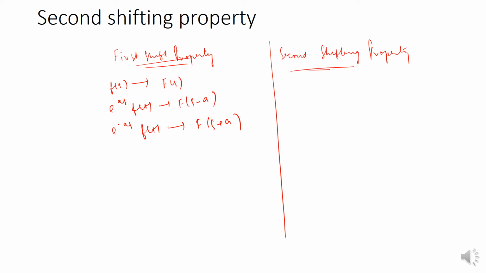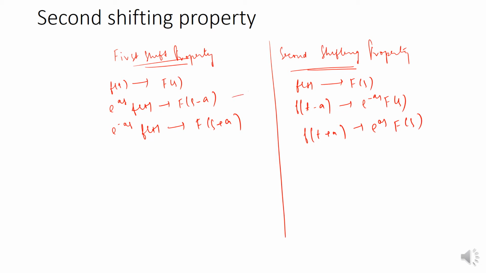What is the second shifting property? If f of t gets transformed to f of s, then f of t minus a gets transformed to e power minus as f of s, and f of t plus a gets transformed to e power as f of s. I hope the difference between these two is pretty clear.